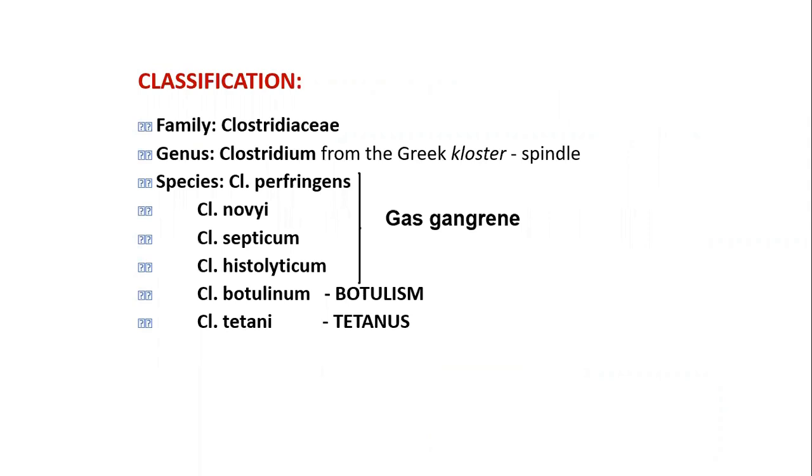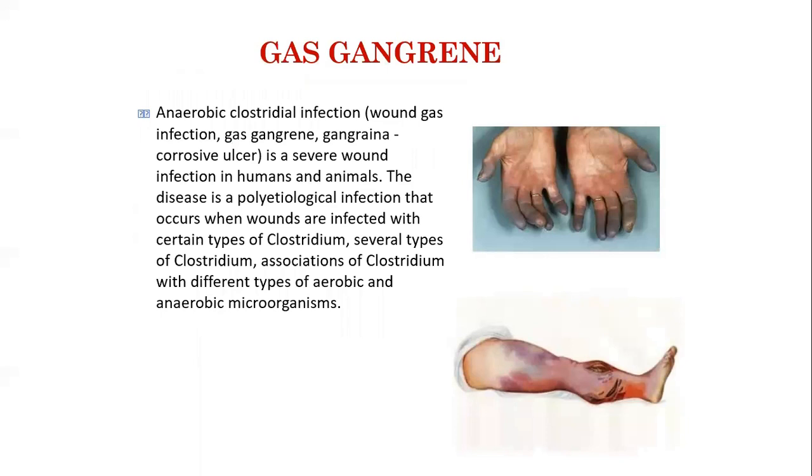Some species of Clostridia are part of the normal microbiota of the gastrointestinal tract, found on the skin and in the oral cavity. Pathogenic Clostridia include causative agents of botulism, tetanus, gas gangrene. Gas gangrene, an anaerobic clostridial infection, is a severe wound infection in humans and animals.